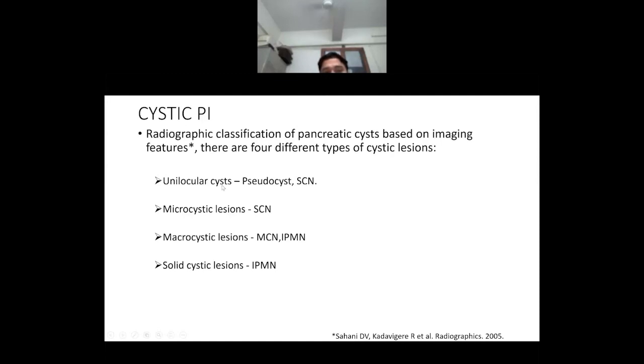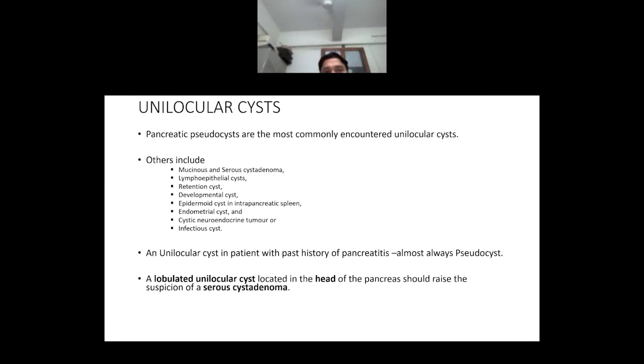And macrocystic lesions, examples are mucinous cystic neoplasm and intraductal papillary mucinous neoplasm, and a solid cystic lesion. Coming to unilocular cyst, pancreatic pseudocysts are the most commonly encountered unilocular cyst, and others include mucinous and serous cystadenoma, lymphoepithelial cyst, retention cyst, developmental cyst, epidermoid cyst in intrapancreatic spleen, endometrial cyst, cystic neuroendocrine tumor, or infectious cyst. A unilocular cyst in a patient with past history of pancreatitis is almost always a pseudocyst. And a lobulated unilocular cyst located in the head of pancreas should raise suspicion of serous cystadenoma.